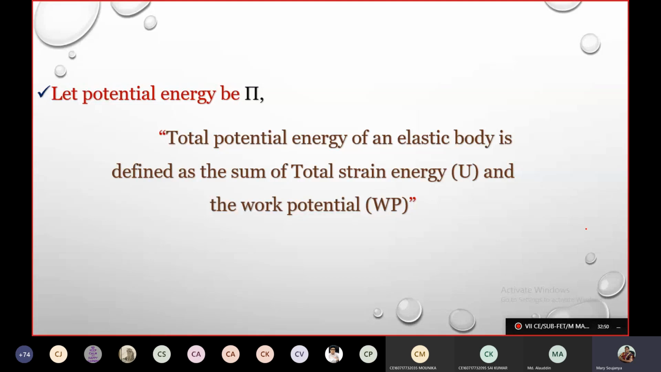You please note down this definition. We can denote it like this and take that as equation number 1. Total potential energy of an elastic body is defined as the sum of total strain energy and the work potential.